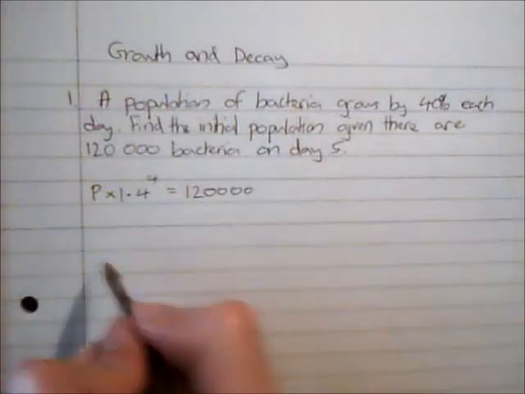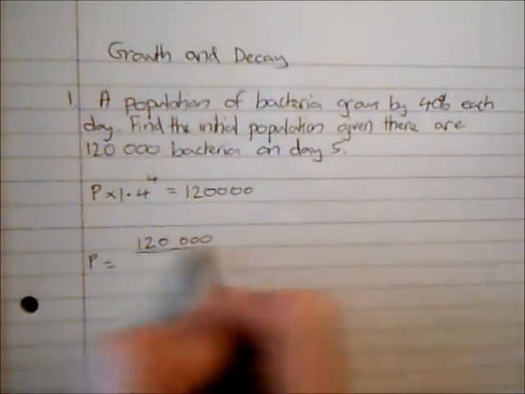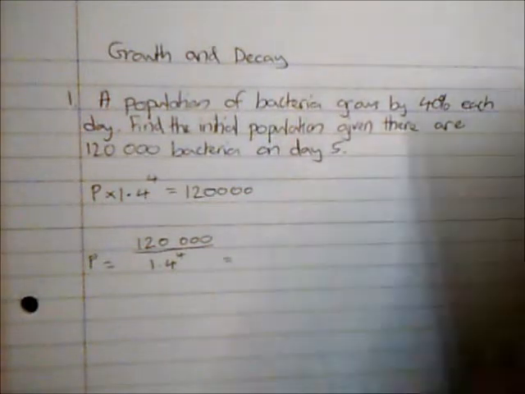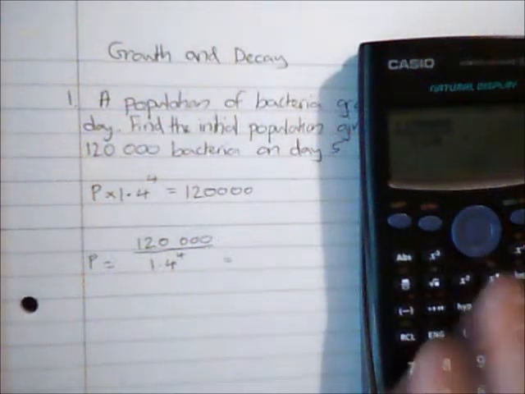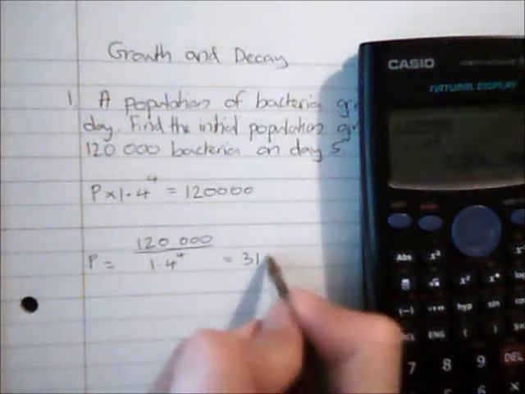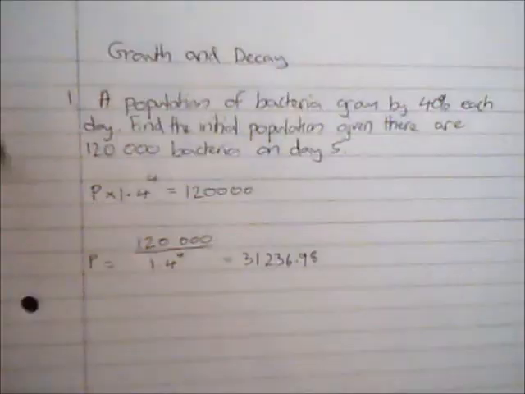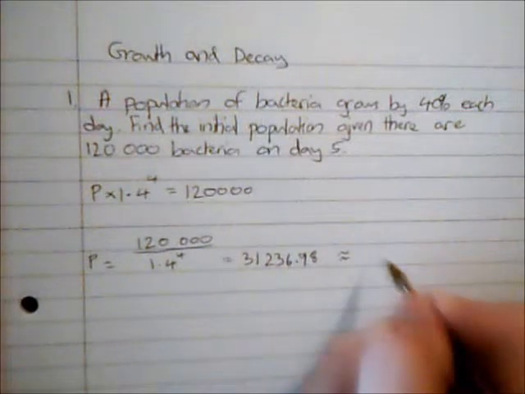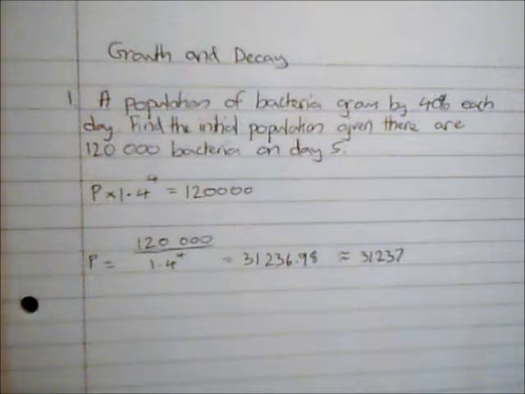So we can rearrange that to find a value of P, which will be 120,000 divided by 1.4 to the power of 4. So I can evaluate that on the calculator. And that gives a value of 31,236.98. Now, because we're talking about the number of bacteria, it would make sense if we then approximate that to 31,237, which is a sensible degree of accuracy.